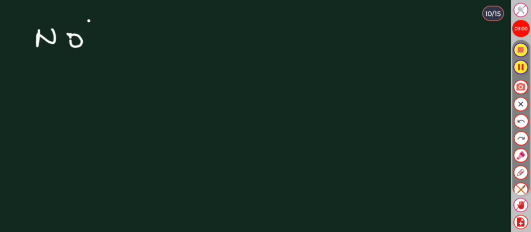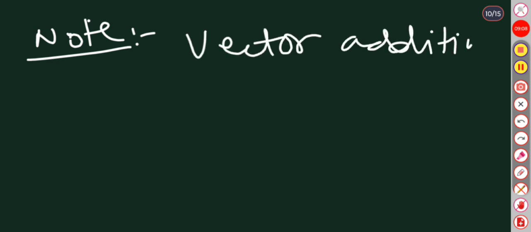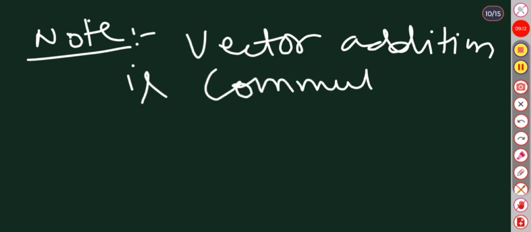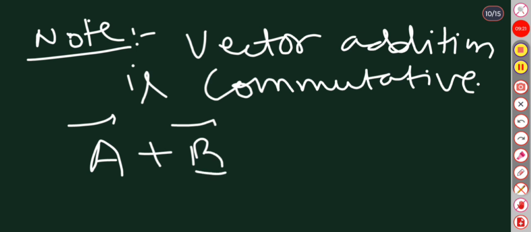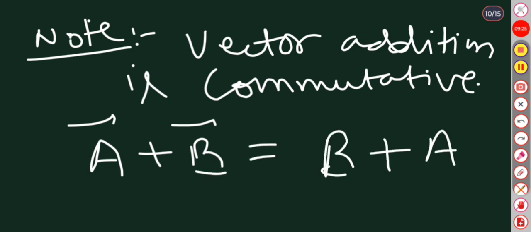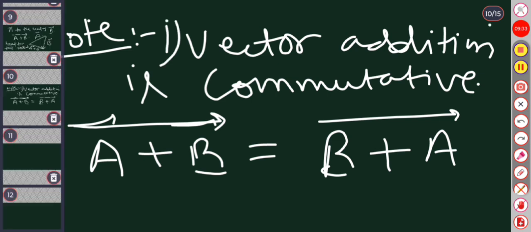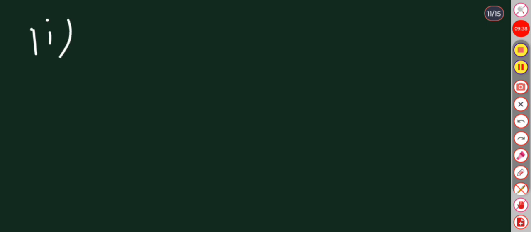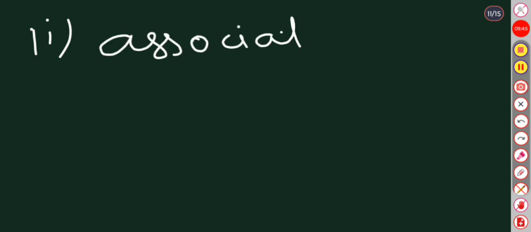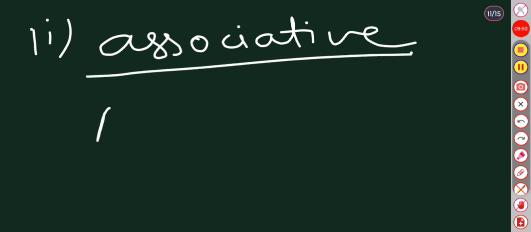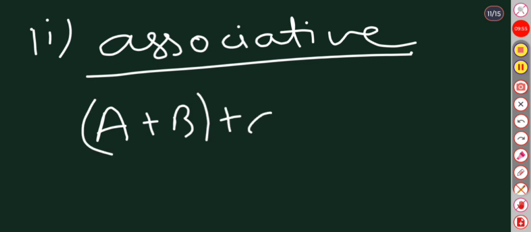Some note points. First point, vector addition is commutative, meaning A plus B is equal to B plus A. Second point, vector addition is associative, meaning A plus B plus C is equal to A plus B plus C.